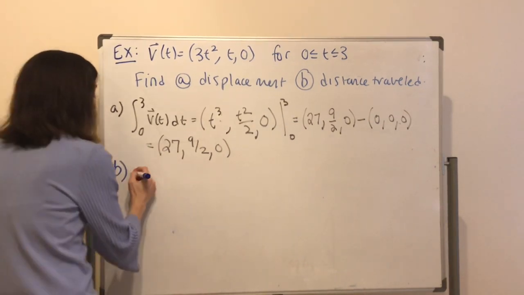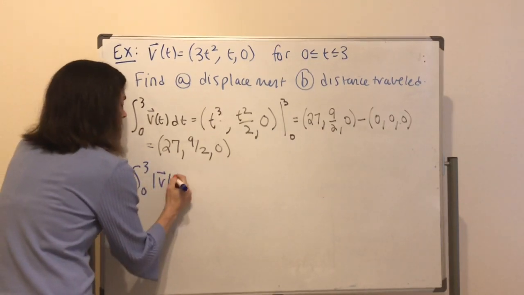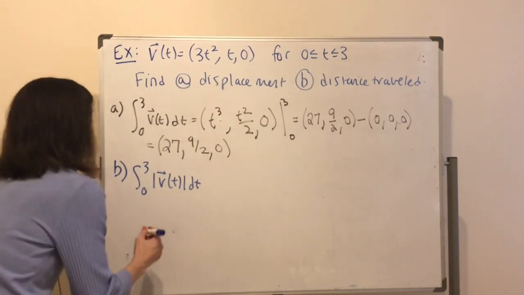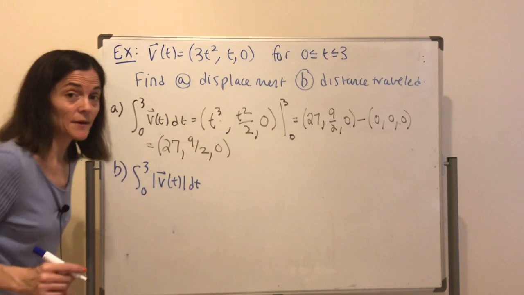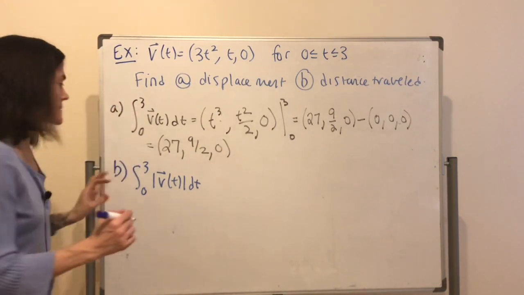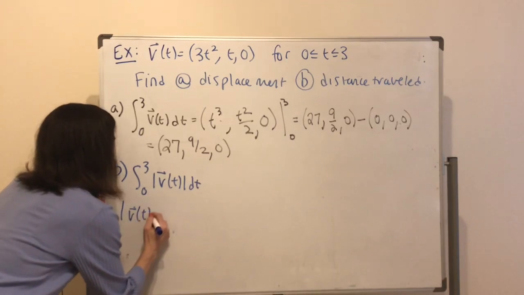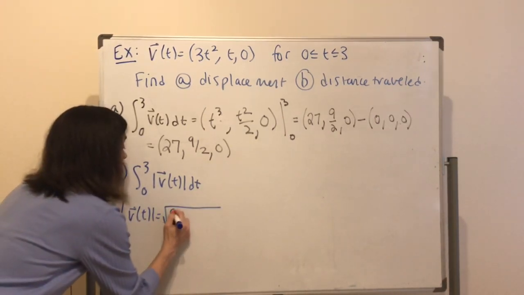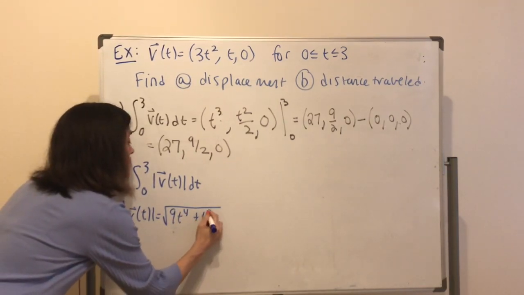We need to integrate the length or the magnitude of velocity dt. Okay? So we have velocity. We don't need to differentiate here. We start with velocity. So we can just start by finding the length, which is the square root of, well, it's 9t to the 4th plus t squared.